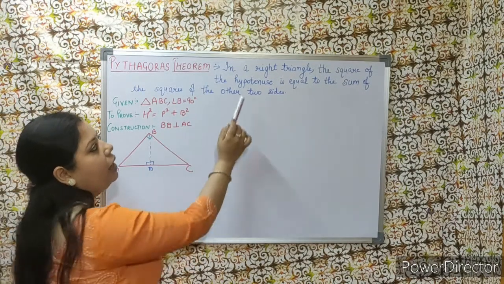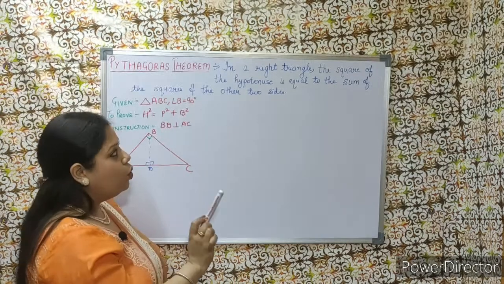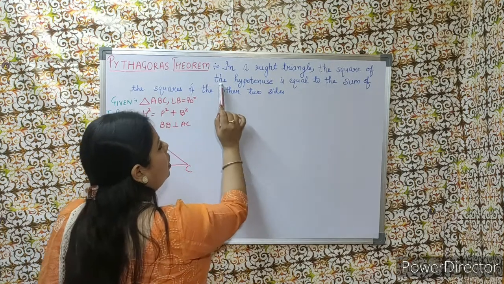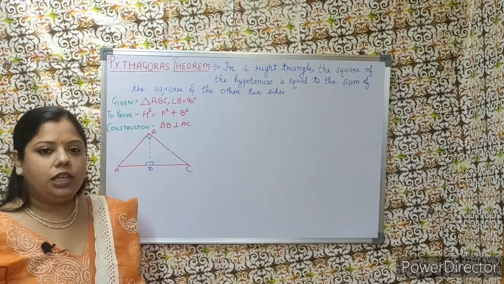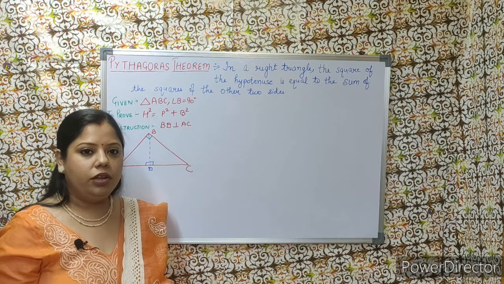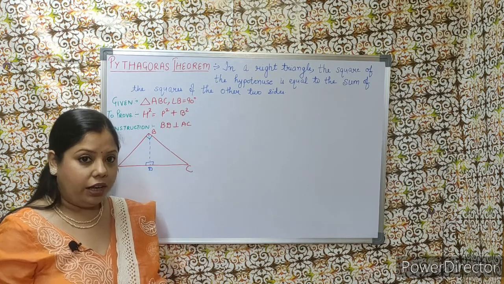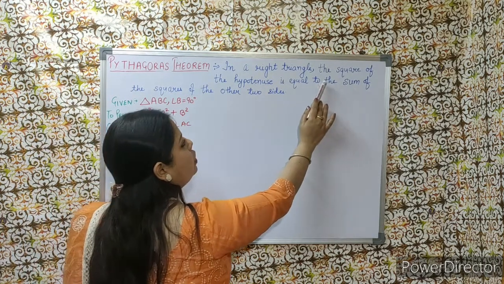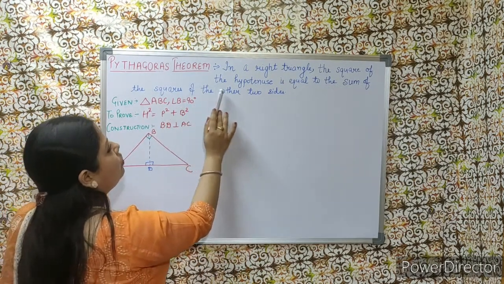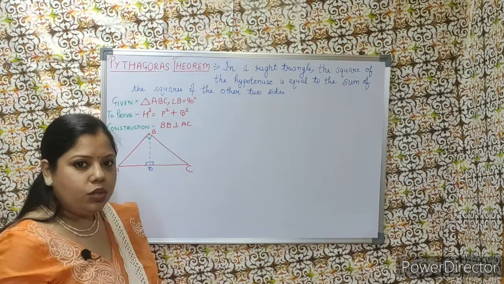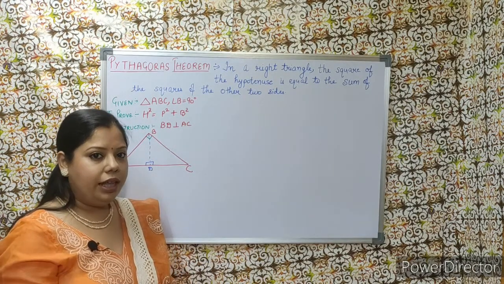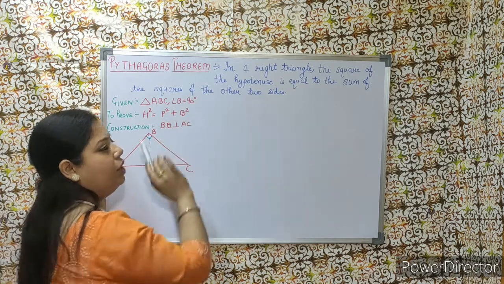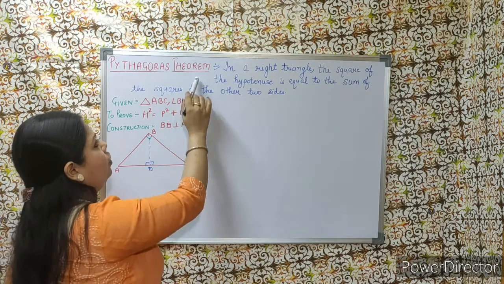It states that in a right triangle. So what type of triangle is required? Right triangle, the square of the hypotenuse. I explained in my last video that hypotenuse is the longest side of the triangle. So it means the square of the longest side is equal to the sum of the squares of the other two sides. The other two sides which are left, we will be squaring them and then adding them, and the answer will be equal to the square of the hypotenuse. It is the statement of the theorem.